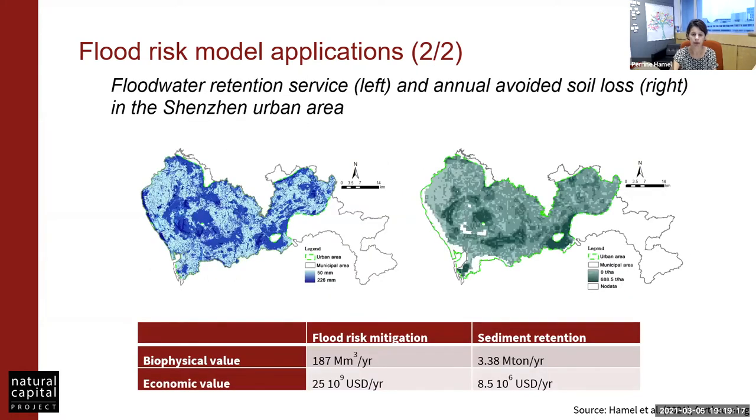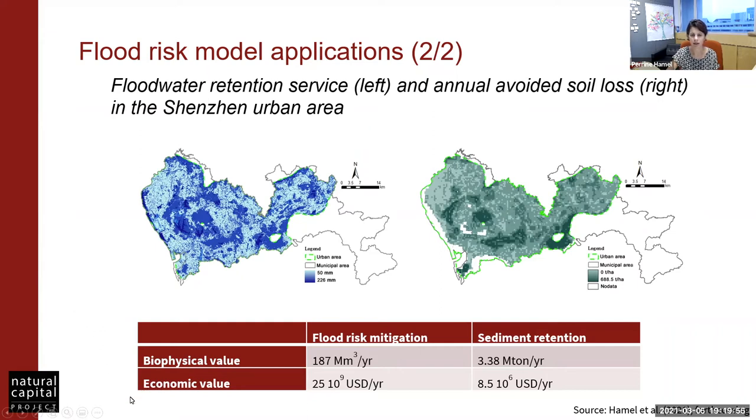The second example I wanted to share with you today is one in Shenzhen that some of our colleagues from the Chinese Academy of Sciences have developed with us. On this slide here, we're showing two maps, one for the floodwater retention service, the one we are looking at today, another one for sediment retention. And this was part of an application of the model where we wanted not only the biophysical values for a suite of services, but also the economic values.